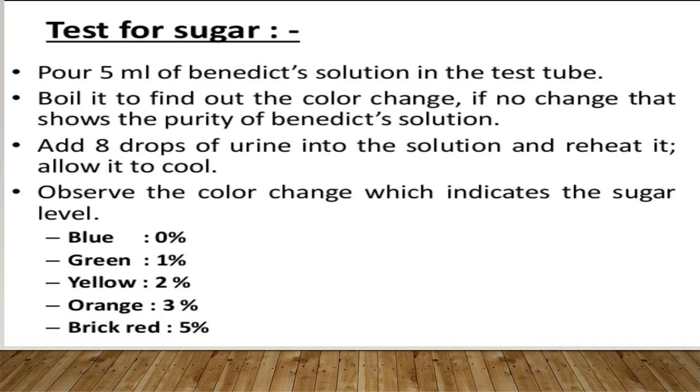If there is no color change, what you have to do next is add 8 drops of urine in the solution, reheat it and allow it to cool. Then you observe the color change, which indicates the sugar level in urine. If the color is blue, it means 0% presence of sugar in urine. If it turns green, then 1% presence of sugar in urine. If it is yellow, 2%. If it is orange, 3%. If it is a brick red color, it means 5% sugar present in urine.